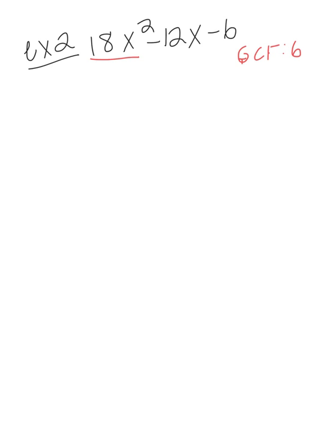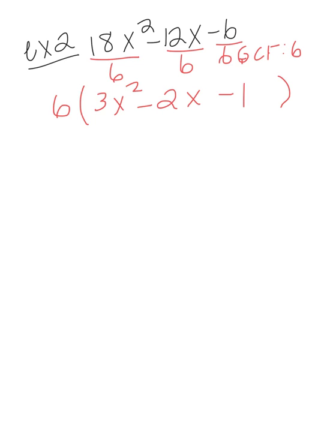So I'm going to go ahead and do that. Take all of them and divide it by 6. The 6 is going to come on the outside. And inside, I'm left with 3x squared minus 2x minus 1. This is the problem that I'm going to work with now. The 6 just comes along for the ride. I'm not going to use it in figuring anything out. It's just going to come down.